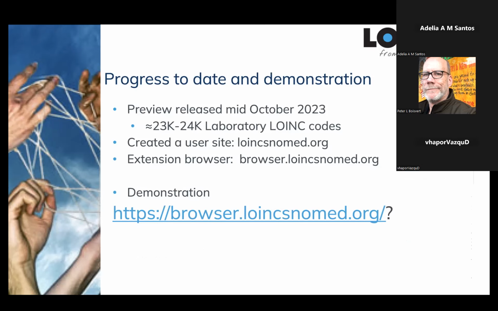So progress to date, we have created a preview release, so not an official release, but sort of a release that people can go look at and test out. It has between 23 and 24,000 laboratory LOINC codes in there. You can go to the site for this. There's a web page there, and we'll actually see this in a second, called loincsnomed.org, and then there's a browser to be able to look at the content. So we'll just jump in there.